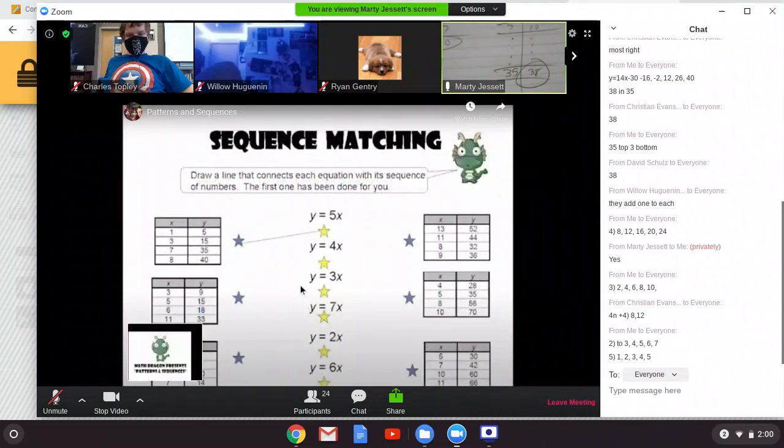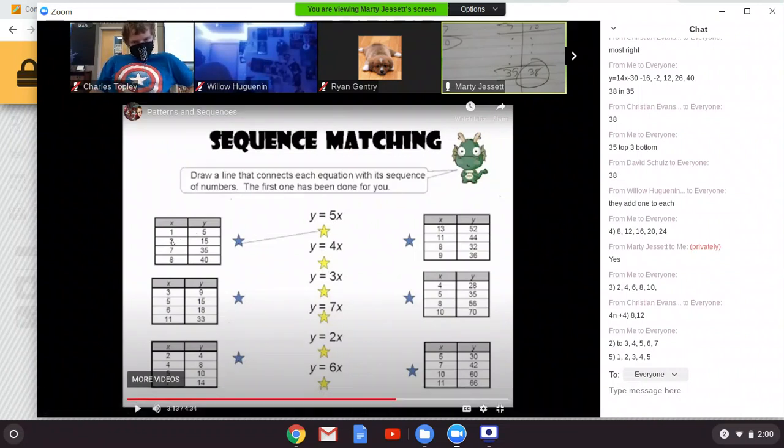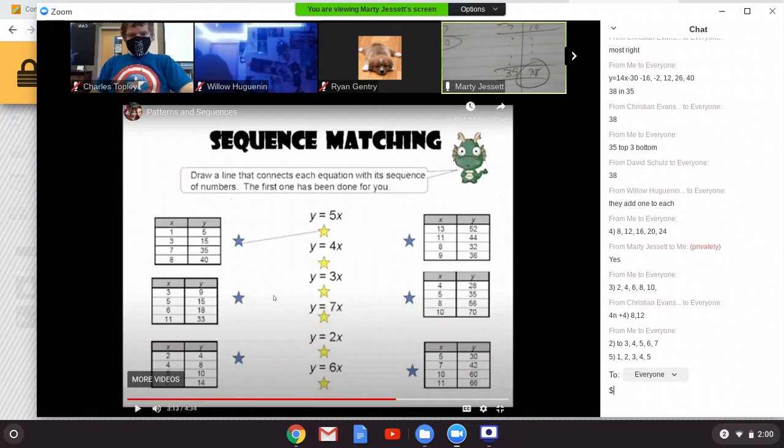Draw a line that connects each equation with its sequence of numbers. Again, this time the sequences are in a table form. So they've already matched up this first equation, y equals 5x, to this first table. It looks like what they're doing is taking the input and multiplying by 5. See, 1 times 5 is 5, 3 times 5 is 15, 7 times 5 is 35, 8 times 5 is 40. So see if you can figure out what equation matches which table. It's another way of thinking about a sequence, the outputs of the sequence.